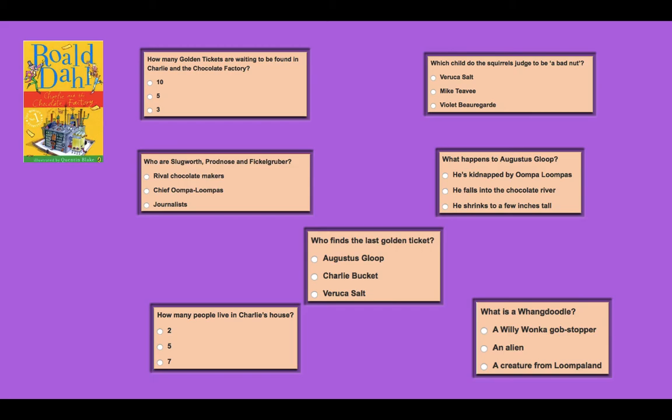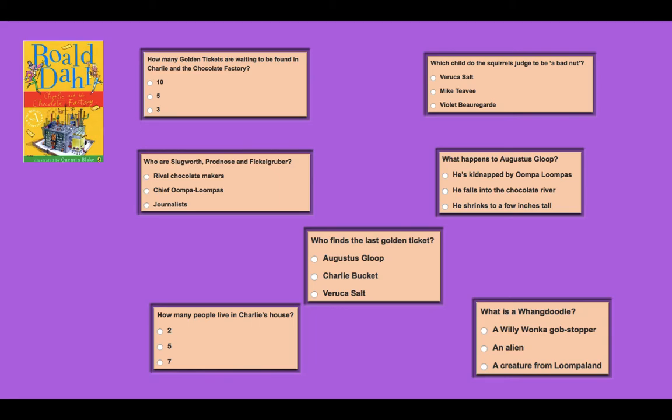Which child do the squirrels judge to be a bad nut? Is it number 1, Veruca Salt, number 2, Mike TV, or number 3, Violet Beauregard? It is number 1, Veruca Salt. Who are Slugworth, Prodnose, and Fickle Grubber? It's number 1, rival chocolate makers. Remember, they sent spies into the factory.